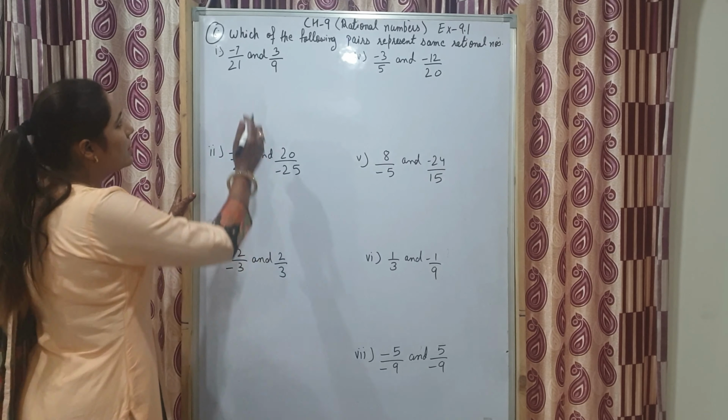Now I cannot cancel it because both are in lowest form. So I will do cross multiply. 4 multiply with minus 8, or you can write minus 8 into 4. Then 5 multiply with minus 7, you will write on the right hand side.